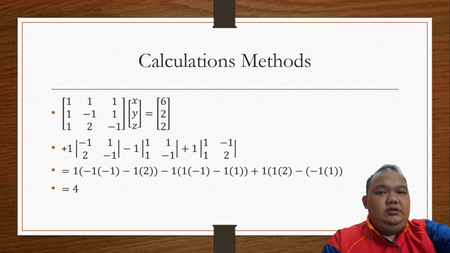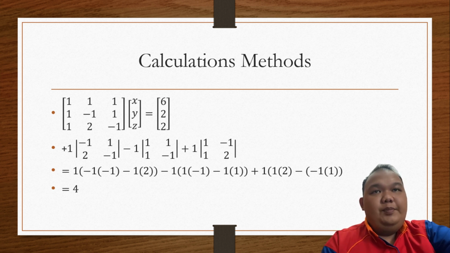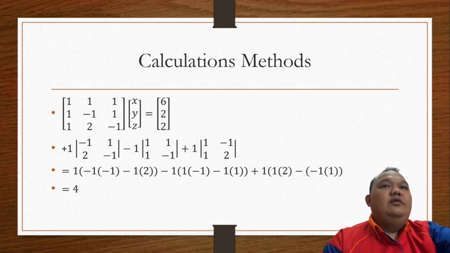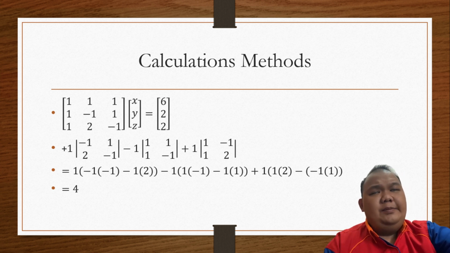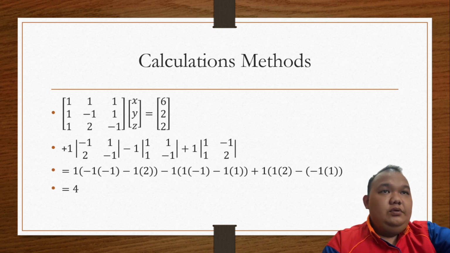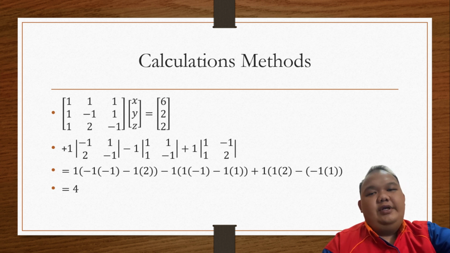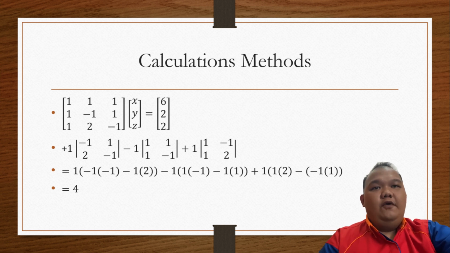For the calculation, we must put 1, open bracket, negative 1 times by negative 1 minus 1 times by 2, close the bracket, and negative 1, open bracket, 1 times by negative 1 minus 1 times by 1, close the bracket, plus 1, open bracket, 1 times by 2 minus, open bracket, negative 1 times by 1, close the bracket. So the answer will be 4.